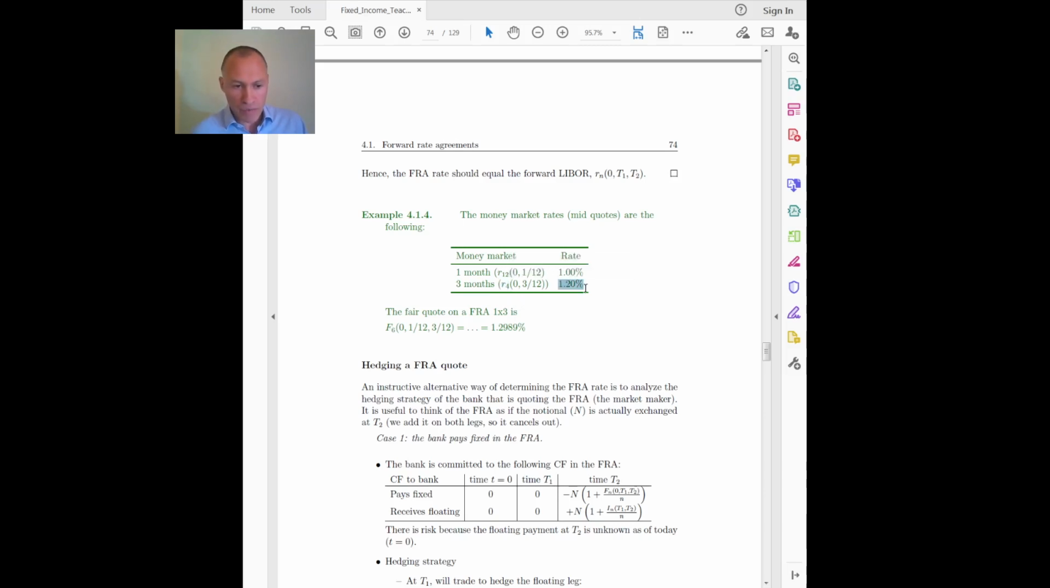Let's say it's 1.2%. Okay, and I want to determine what rate should I quote if I am a market maker. What rate should I quote on a forward rate agreement between 1 and 3 months. That's what this notation here means, between 1 and 3. Okay.